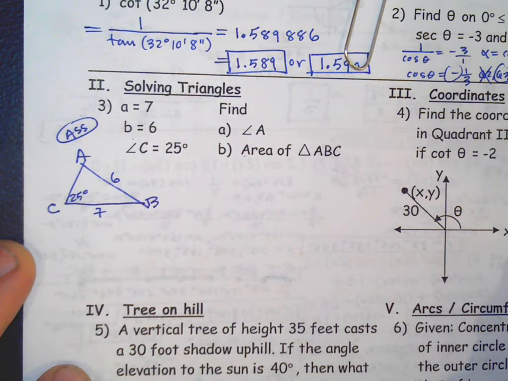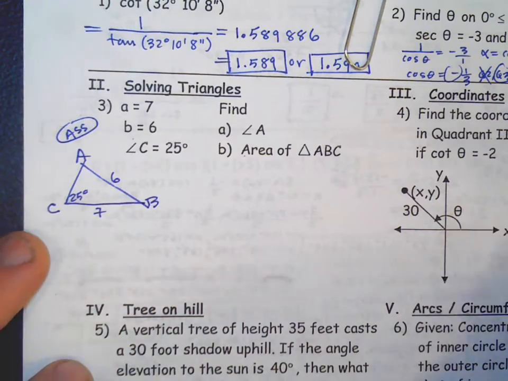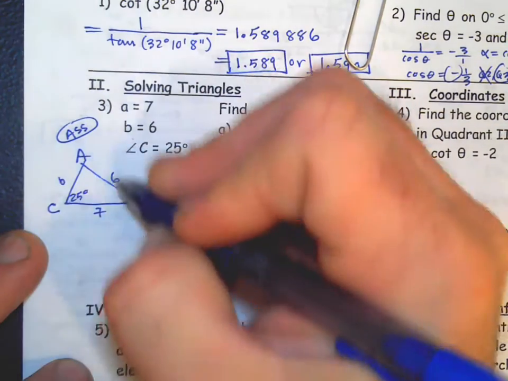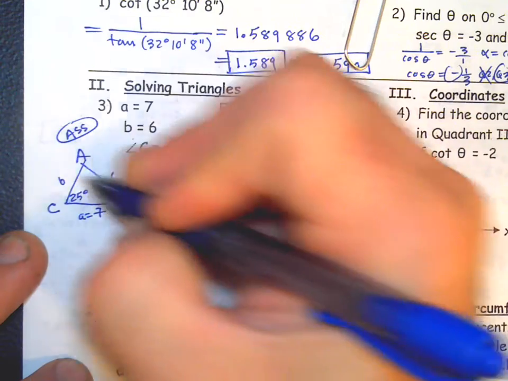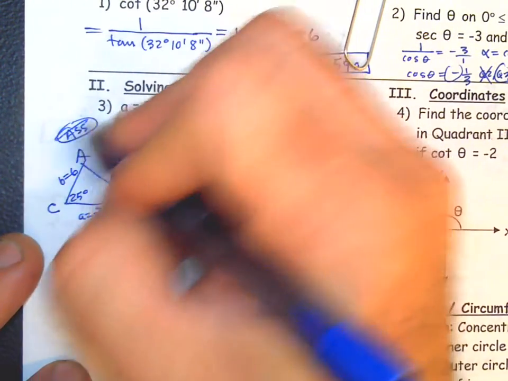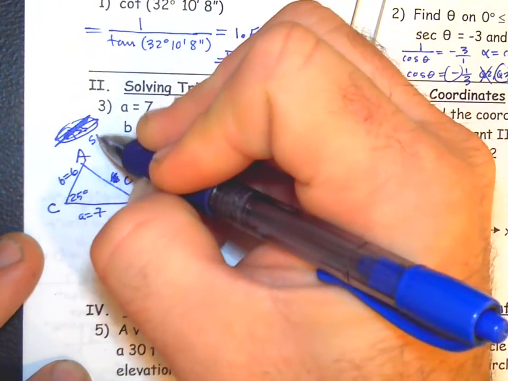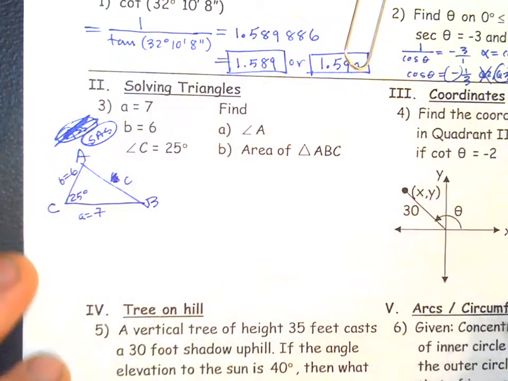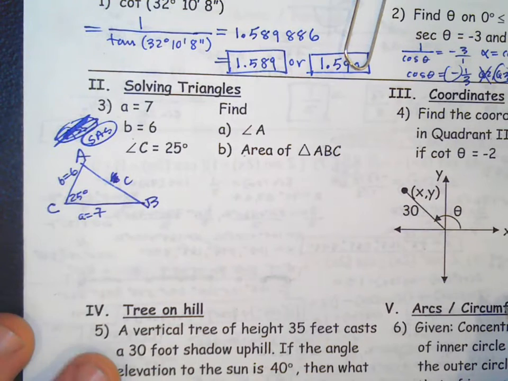And usually what I tell you guys is to predict whether you're going to get two answers. Oh, wait, hold on a second. This is a little b. This is a little a. I messed up. Okay, you should label that. It's not ASS. It's side angle side. So not possible. Two answers, just one.